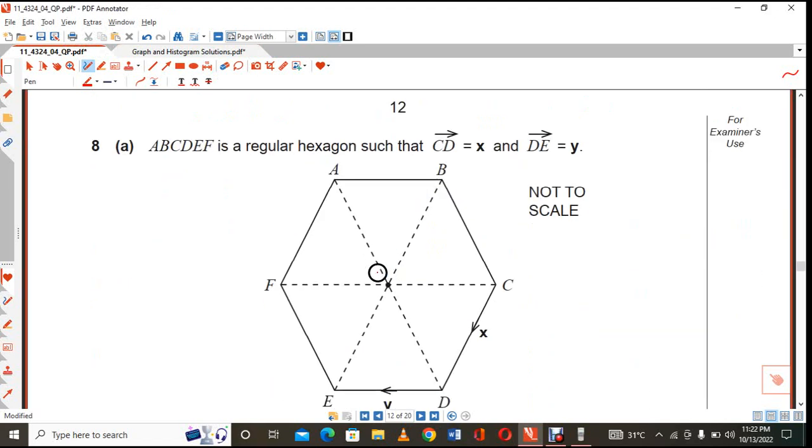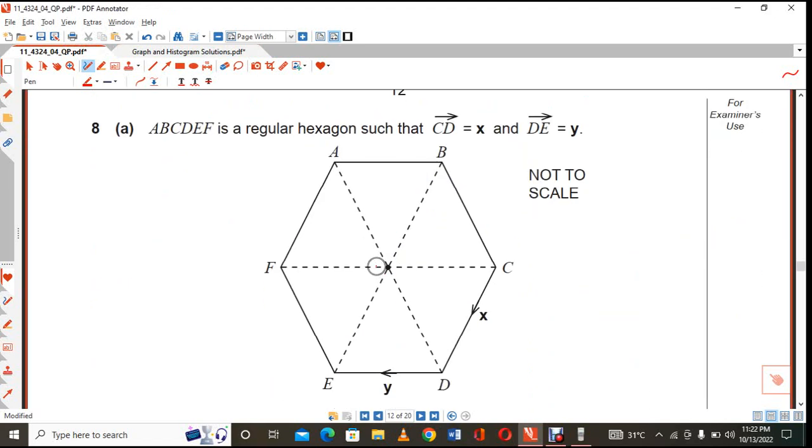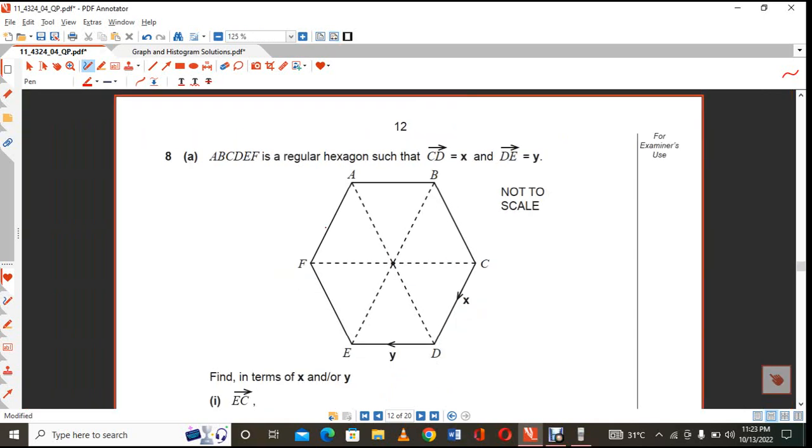That takes us to the next question. This question is on vectors. It says ABCDEF is a regular hexagon such that vector CD is represented by x and vector DE equals y. In part 1, we are supposed to find EC.